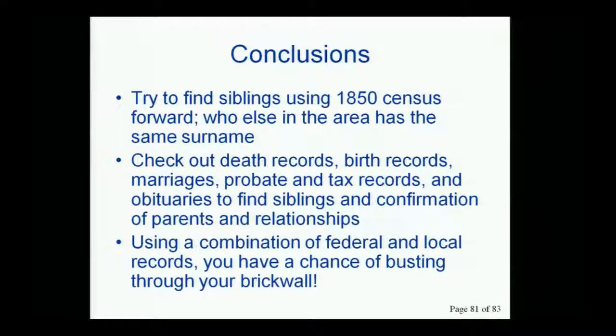So, what are we going to do? Slide 81. We try to find siblings in 1850 forward that we can match up to our ancestor. We then take those names and use them to identify those numbers in 1790 to 1840. We check out death records, birth records, marriages, probate, taxes, obituaries, church records, whatever we can find to confirm these parents and siblings in these relationships. So using a combination of federal and local records, maybe you can bust down your brick walls like I did here. Thank you very much.